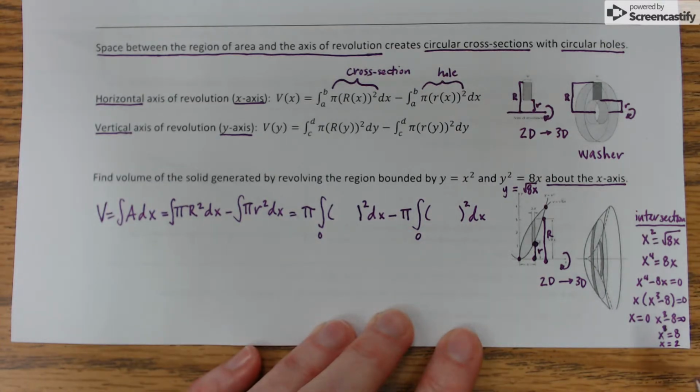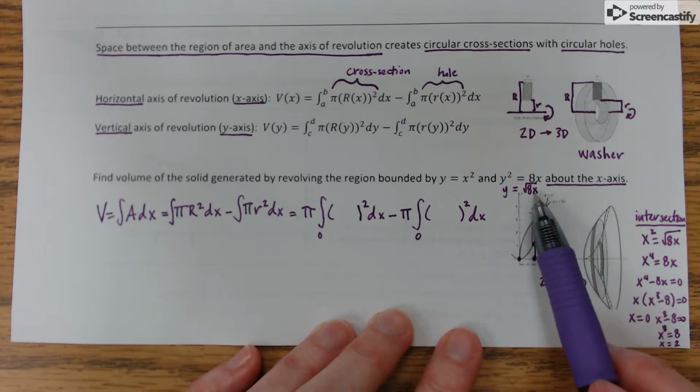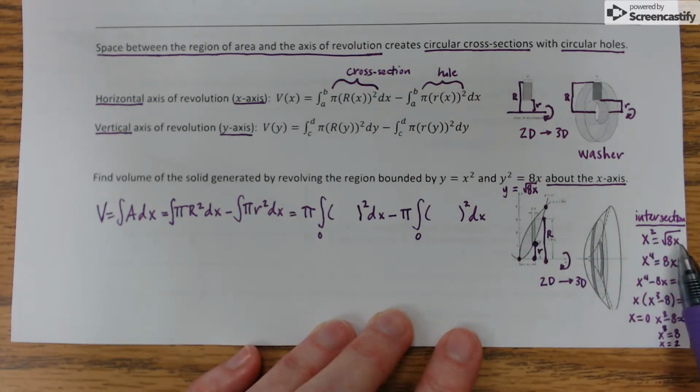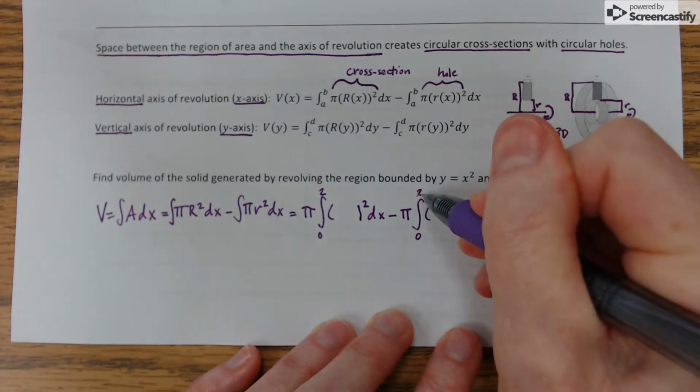Starting with the limits, I had to figure out where my two functions intersect. And so before I could do that, I wanted to solve this one for y equals, so I had to square root both sides. I got square root of 8x. And then I set the two equations equal to each other. I squared both sides, subtracted the 8x, factored out the x, and when I set both factors equal to 0, I got 0 and 2 for my limits. So the lower limit is 0 for both integrals, and the upper limit is 2.